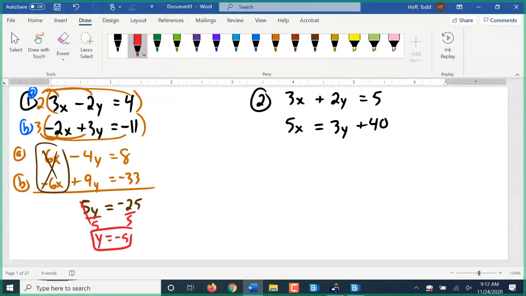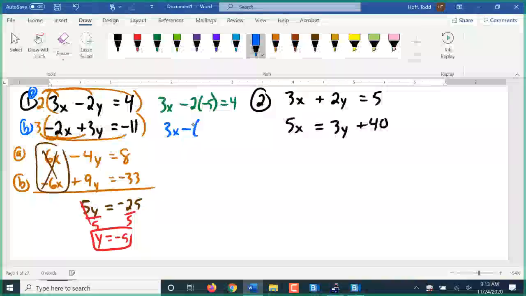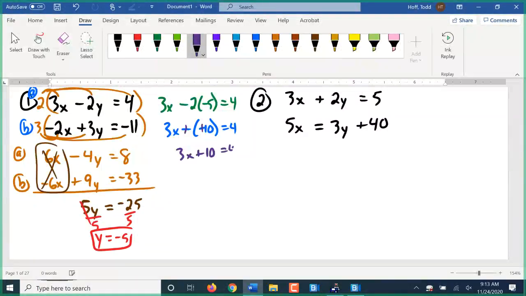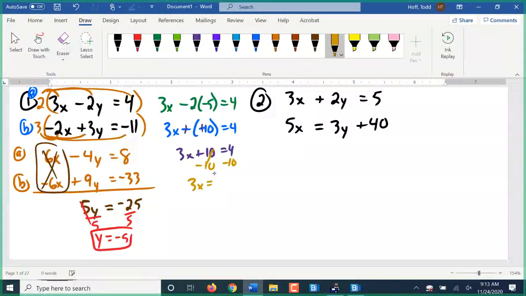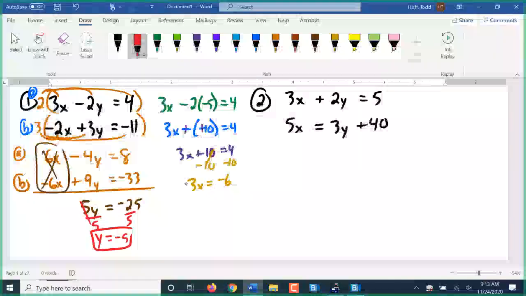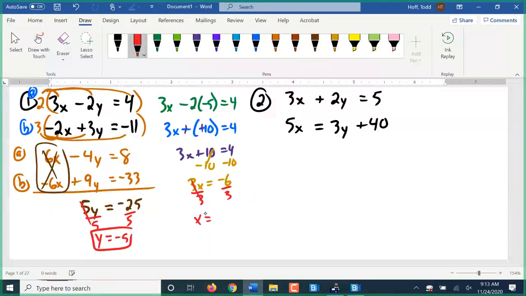Now we do need to solve for x. I can go back to either one of these equations. I'm just going to use the top one. So 3x minus 2 times negative 5 equals 4. 2 times negative 5 is negative 10. Well, 3x minus a negative 10 is the same as 3x plus 10, so I will subtract 10 now to solve. 3x equals negative 6. I divide by 3 to get x equals negative 2. So my solution to that one is x is negative 2 and y is negative 5.